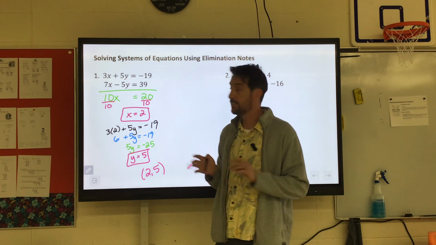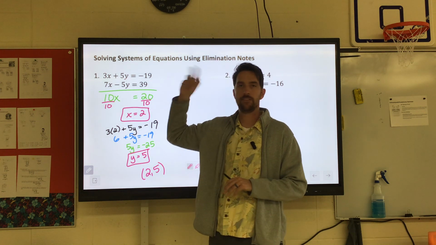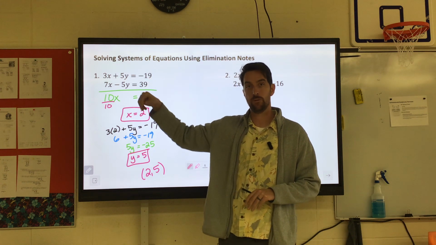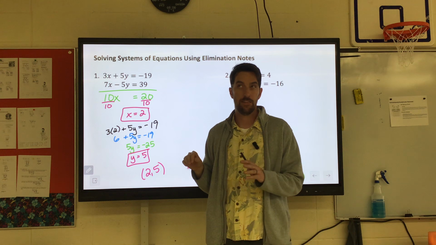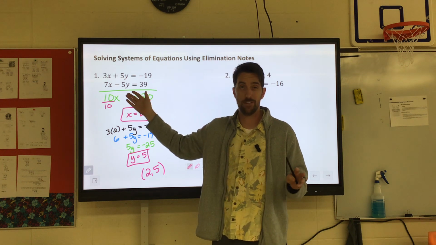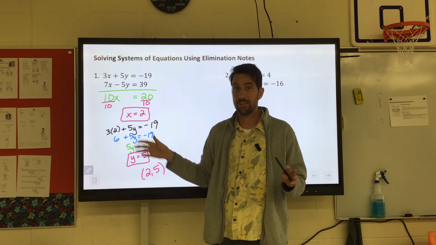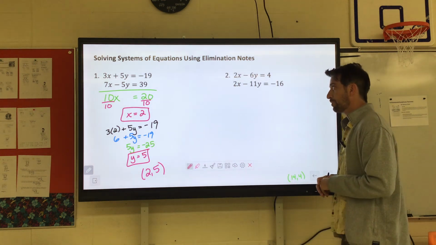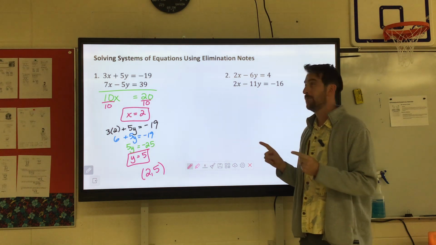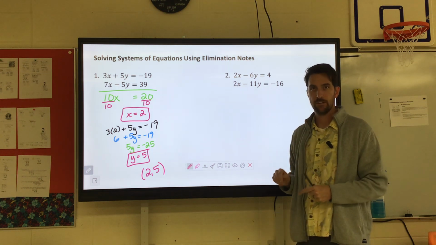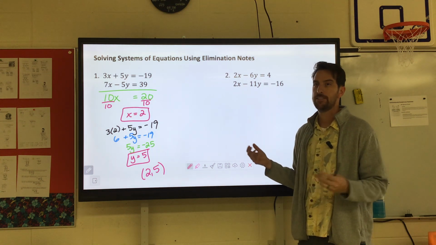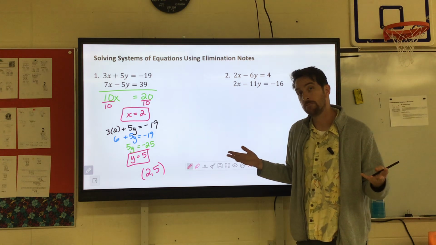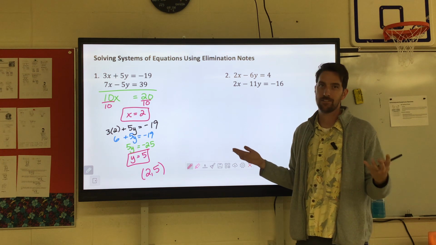Now, ideally, you want either the x's or the y's to match up, and you want one to be positive and one to be negative. The nice thing is, this one was set up already that way, but even if it's not, you can force it to be that way. If you look at number two, the x's match up, but they're both positive 2x. So if I was to add straight down, that would be 4x. We're trying to eliminate a variable. If I subtract them, 2x minus 2x, then they're eliminated.